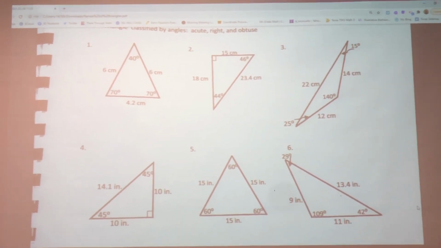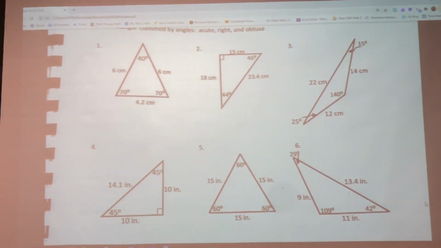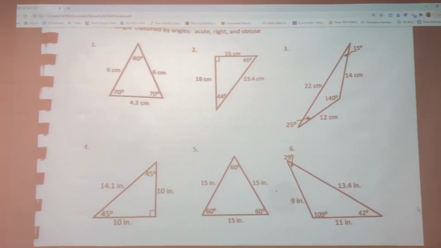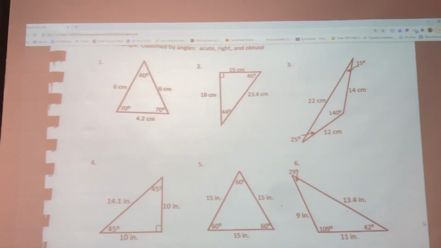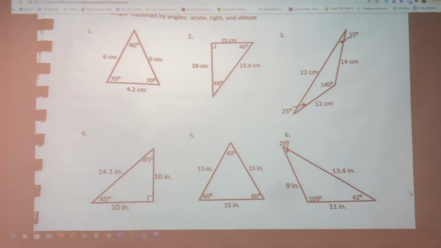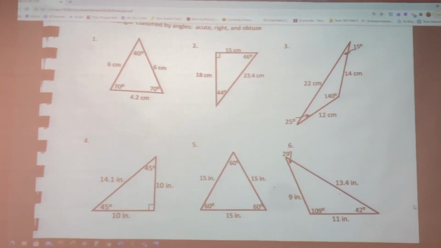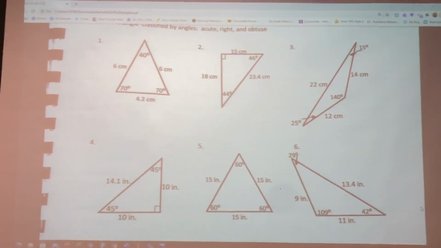Acute, isosceles. Acute, because all three angles in that triangle are less than 90 degrees. Isosceles, because 2 of the sides are the same length. Number 2.